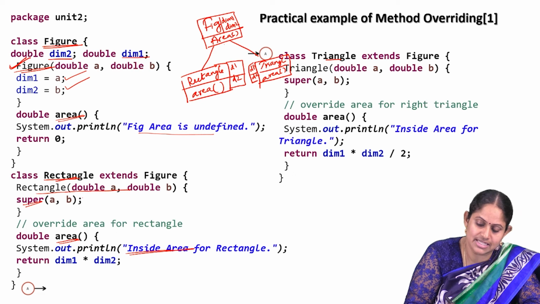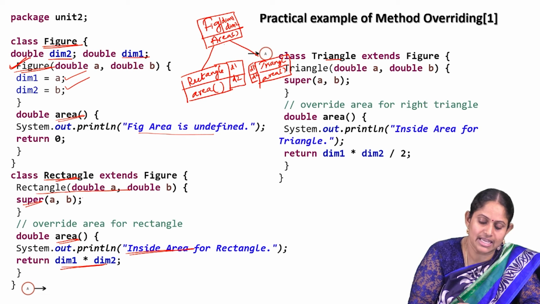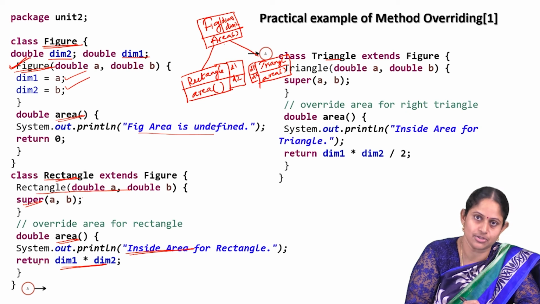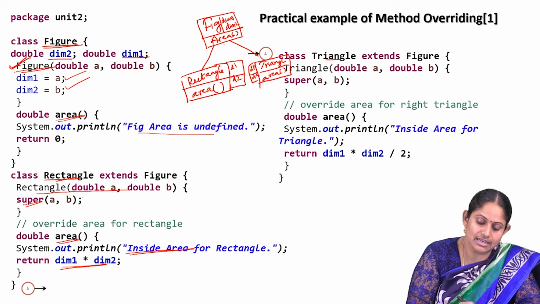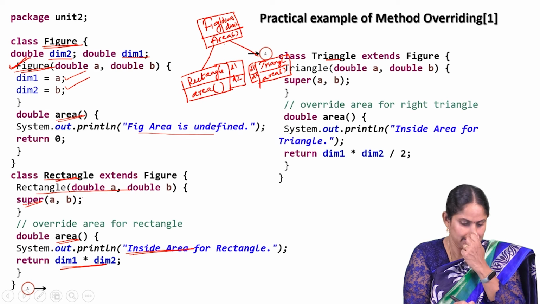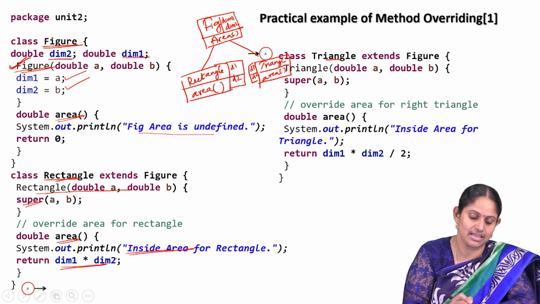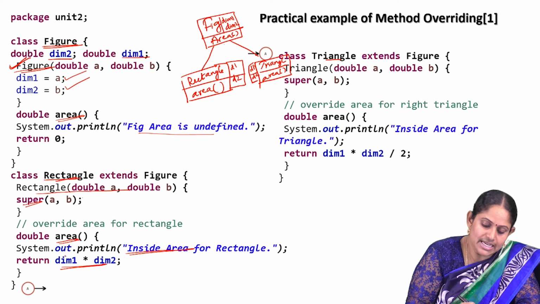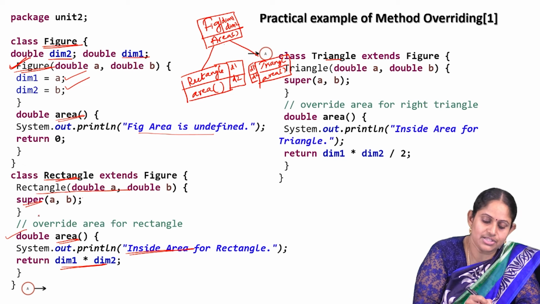And to find the area of the rectangle, we are printing the statement inside area of rectangle, and we are finding the area using the formula length into breadth. Okay, so length and breadth is here represented by dimension 1 and 2, variables dim1 and dim2. So inside area we have this implementation for rectangle.